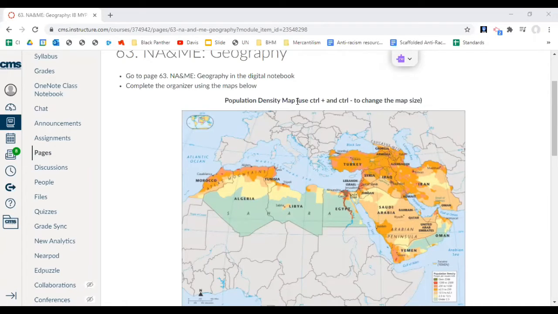And now again, look at this right here. You can use Control plus and Control minus to zoom in and out of these maps. Okay, they're high quality maps. So when you zoom in, you do not lose the quality. Okay, so let's look at this.